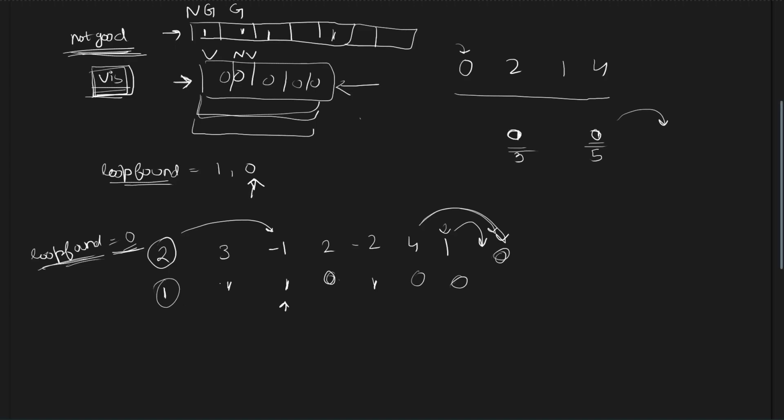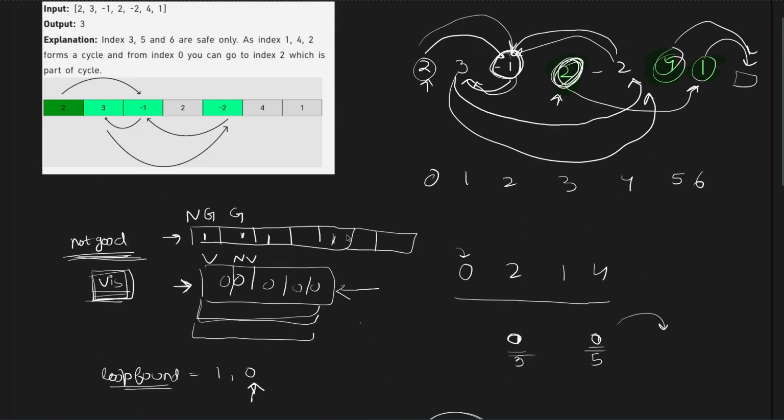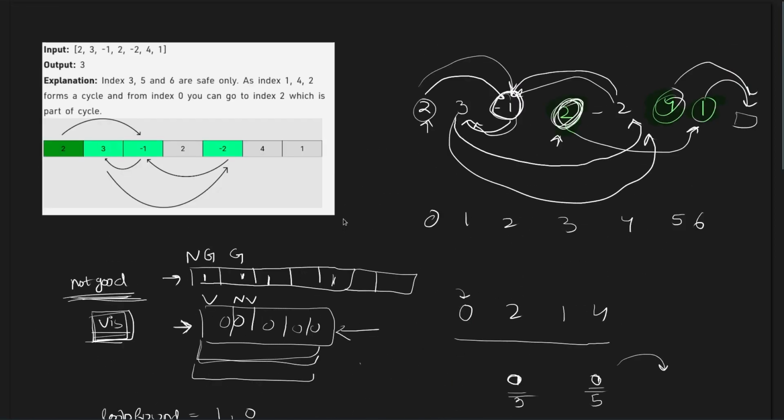Right. So at the end, all of the elements which are visited will be marked as 1, and all the elements which are not part of any loop or which are good stones will be marked as 0. So I just have to count the number of zeros at the end, right? So this will be the solution for this particular problem. And if you guys know about how to find loops in a directed graph, I highly suggest you to study that problem first.